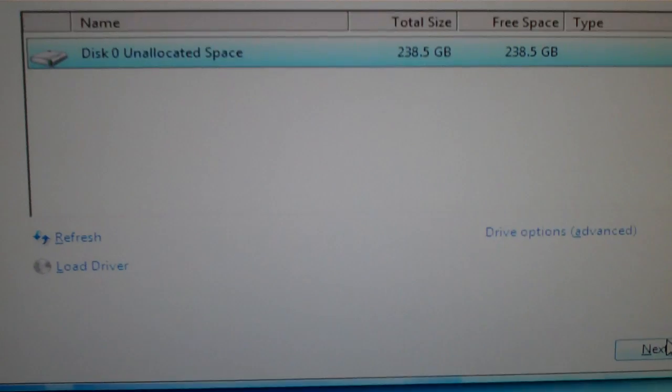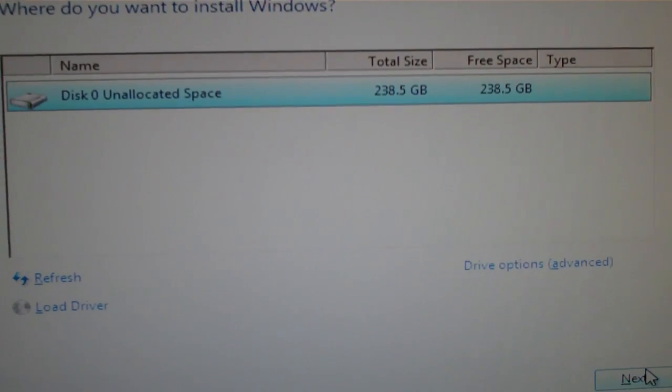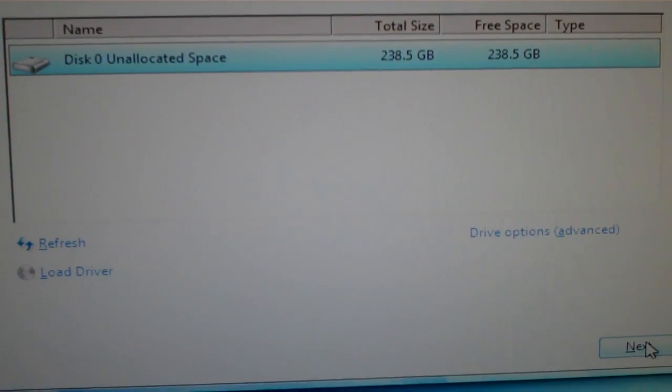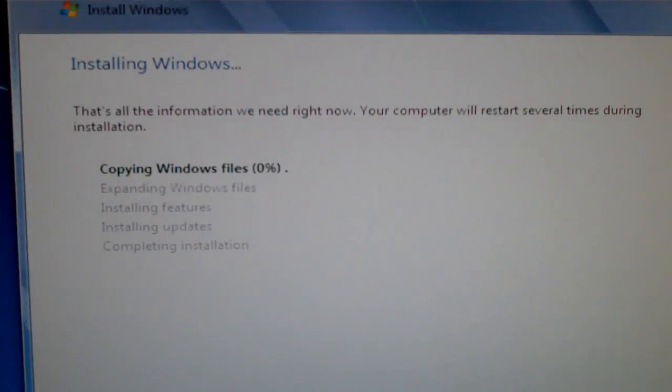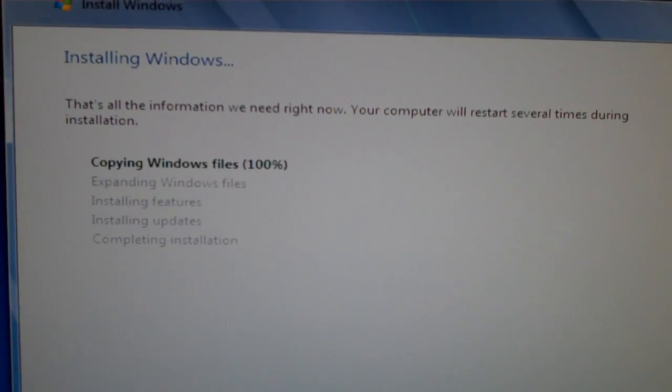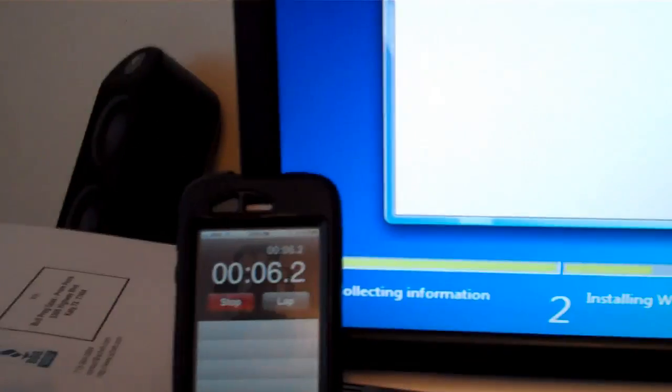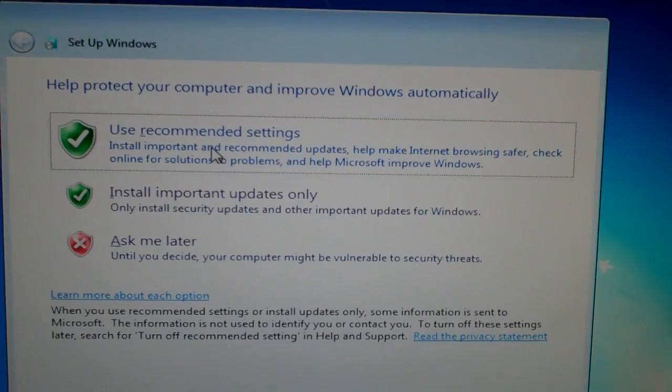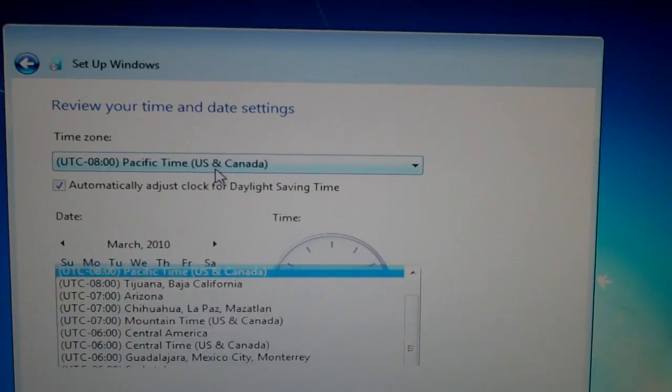I'm going to hit next, just like last time, and start the timer. Okay, so next and start. And we're copying Windows files, and we'll see you when that's done. And there's the timer, by the way. 7 seconds, expanding.